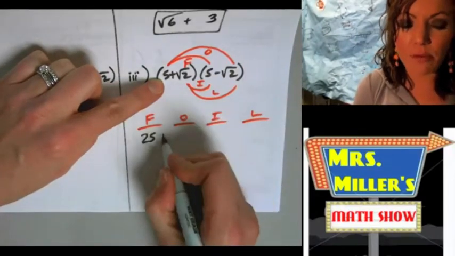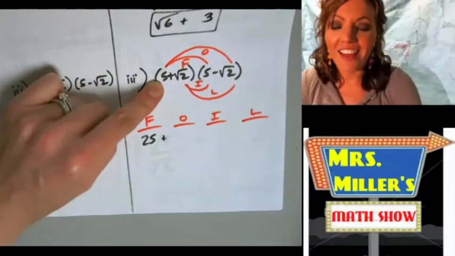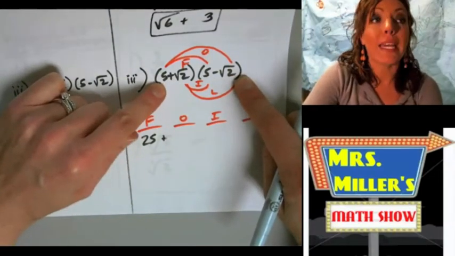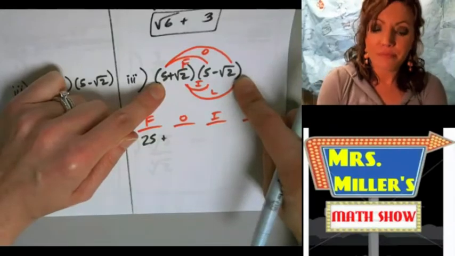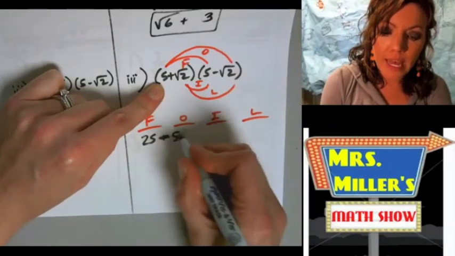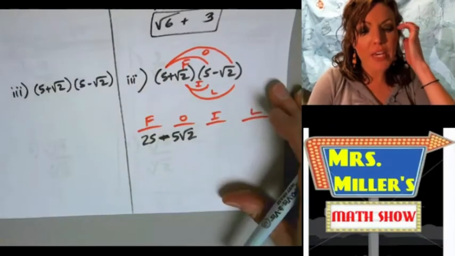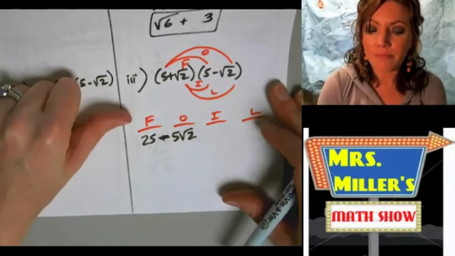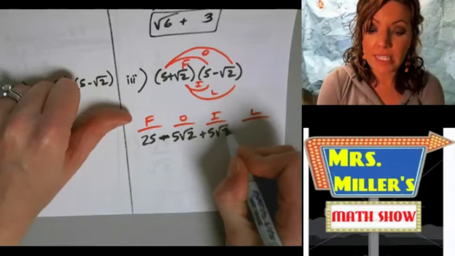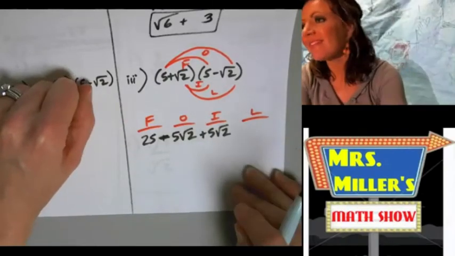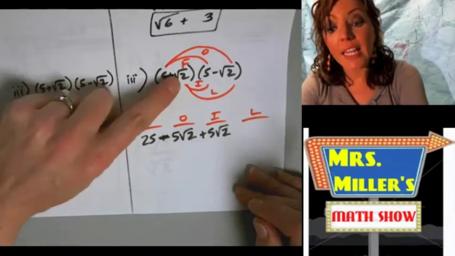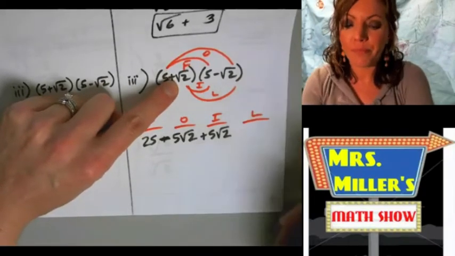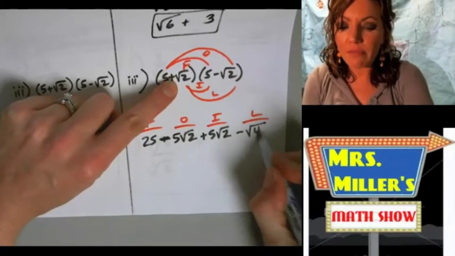Yay. Okay. Outside, 5 times negative root 2 is? Excellent, excellent. How about the inner ones? Root 2 times 5. Alyssa. Excellent. Everybody give it up for Alyssa. And the last ones, positive root 2 times negative root 2, Alyssa. Negative root 4. Everybody give it up for Alyssa.